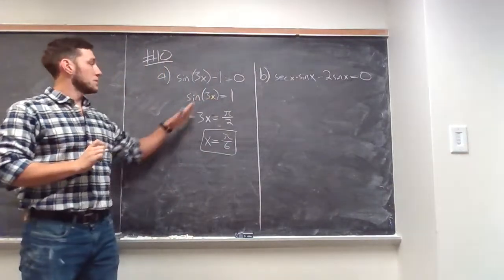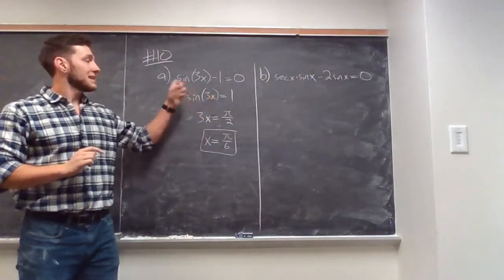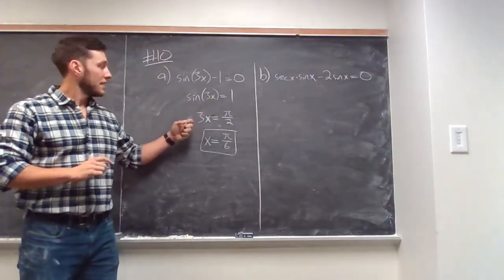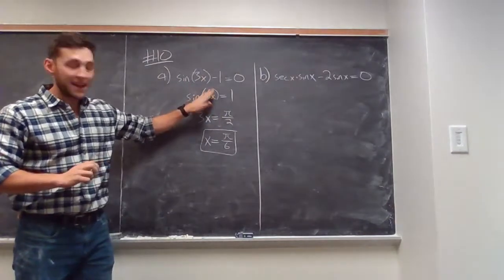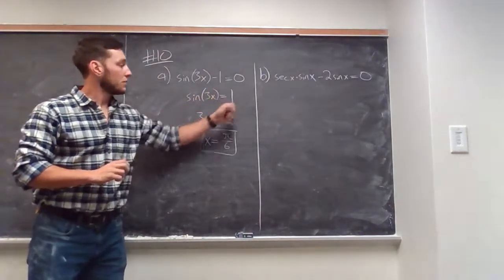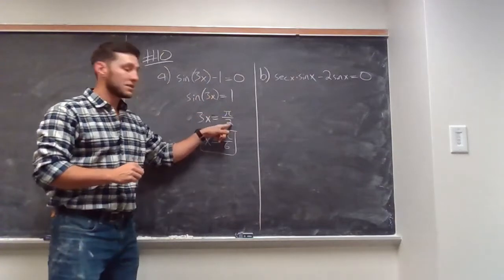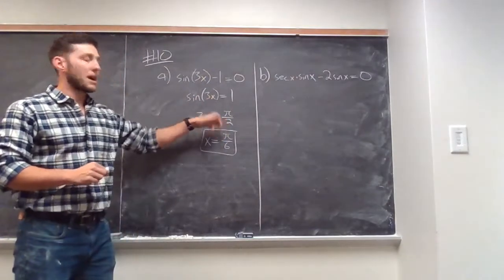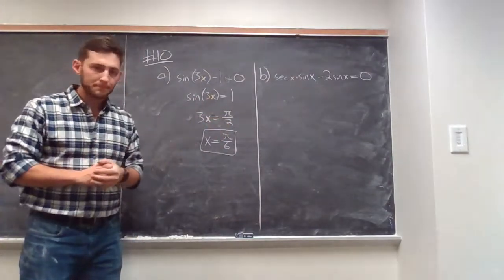So yet again, do not use a trig identity if you don't have to. Get the trig function by itself, and then say what angle does the inside have to be to give me a y coordinate of 1. That has to be pi over 2. Then 3x equals pi over 2, divided by 3, good to go.